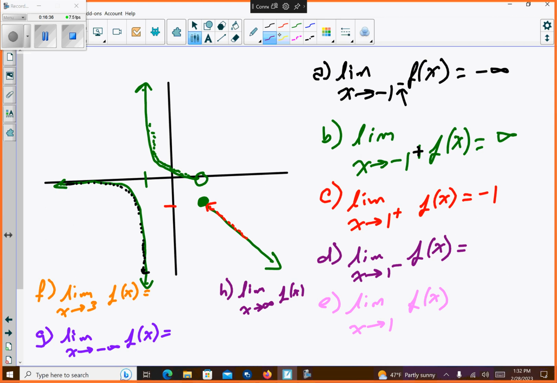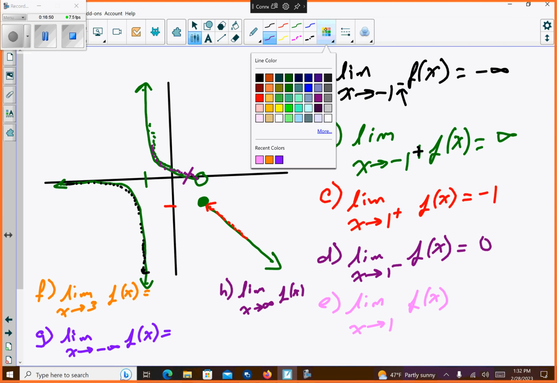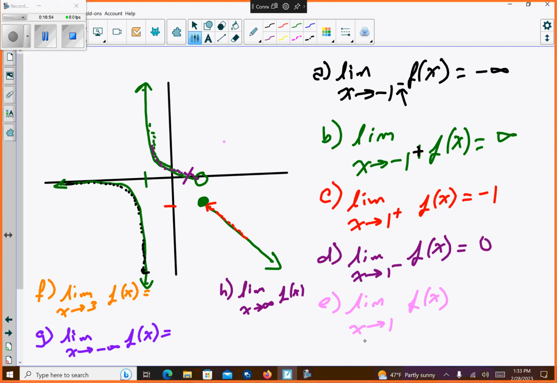Purple-ish. All right, if I come to -1 from the negative side, where am I getting to as I follow this dotted line? 0. So what can you tell me about the limit as I approach 1, being that this and this are two different answers? Does not exist. Good, DNE.